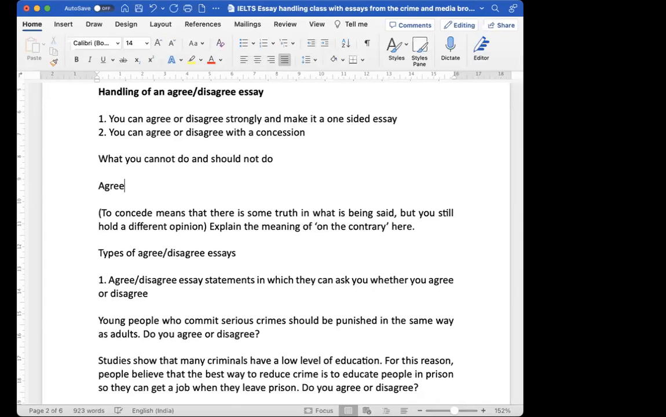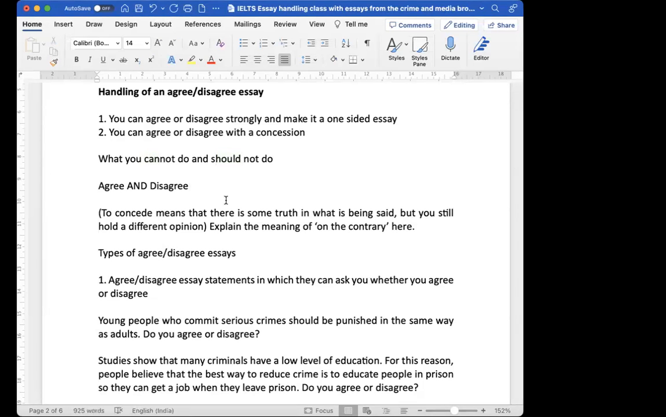The word "can" means it is a possibility. "Should" means compulsory. Ma'am, what you can do and what you should not do. So "should" is: you should do this, you should do that. "Can" is: you can do, you cannot do. Right?